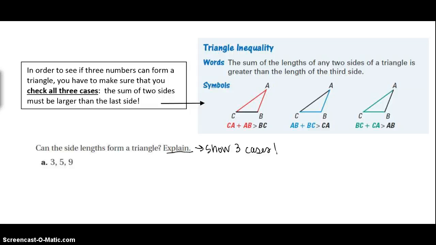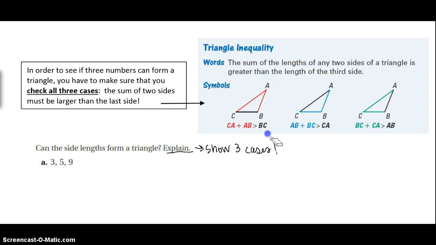So if I give you three numbers, you have to figure out if it makes a triangle or not. And how you do that is you do your three cases here of the triangle inequality. You want to make sure that any two sides you have is bigger than the other side.